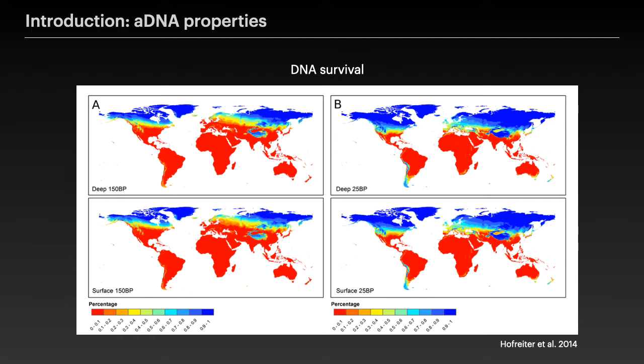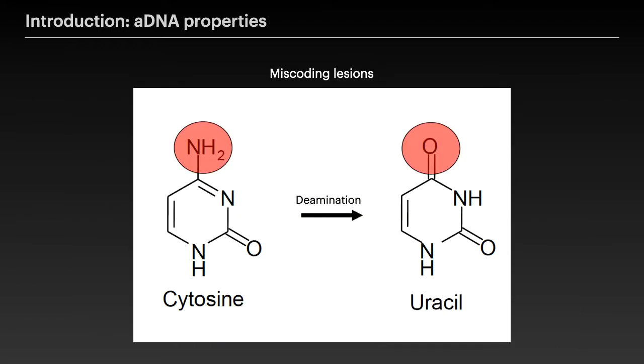So essentially, these maps give an impression of what kind of problems we're dealing with in ancient DNA research, and how difficult it is to find DNA outside of the optimal sites, so to speak, whether these are caves or permafrost. So we talk about fragmentation.